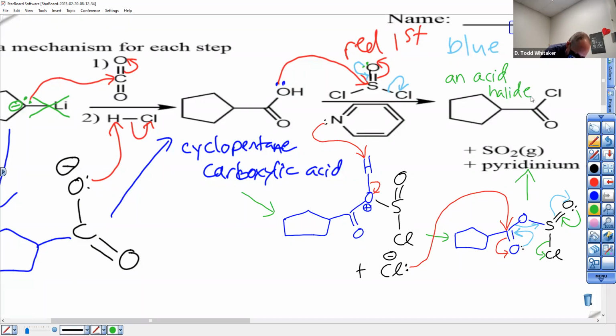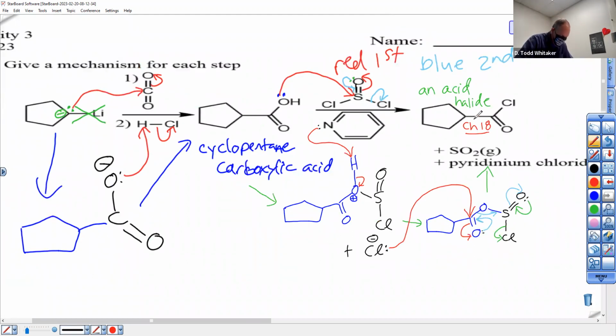We're going to see a lot of that in chapter 18, which is the next chapter on this test as well. So look forward to acid halides because they're very reactive in a different way than carboxylic acid. Let's copy that down. Take your time, because I have to make up a new activity.